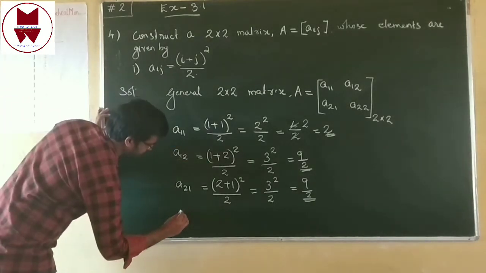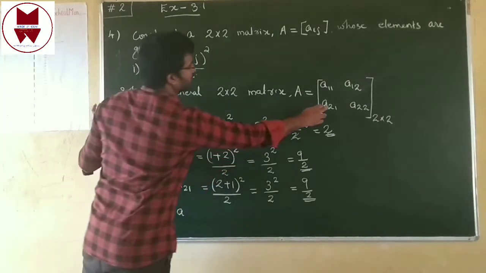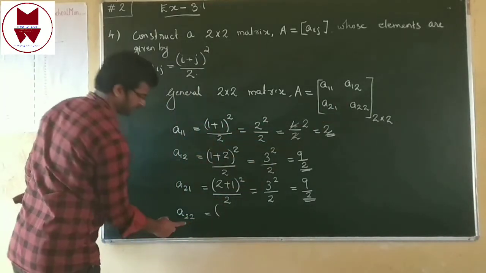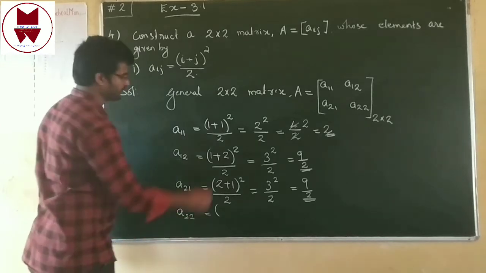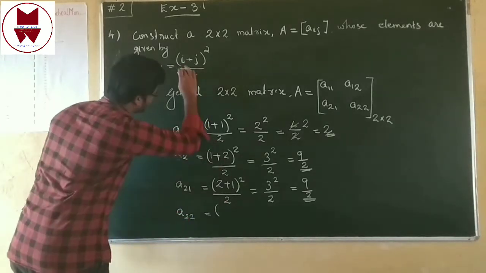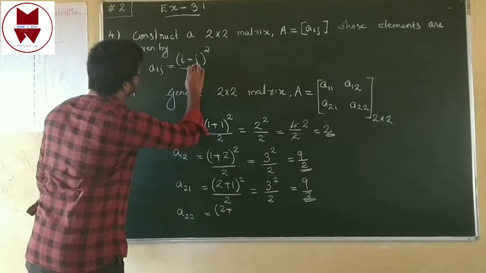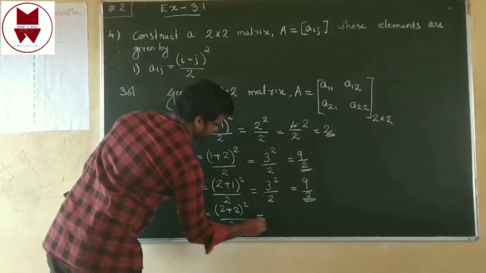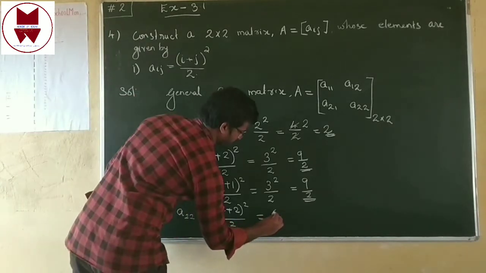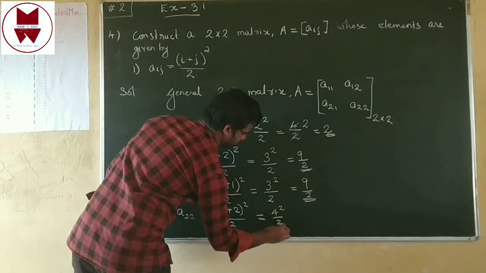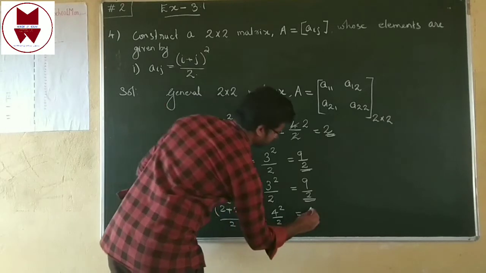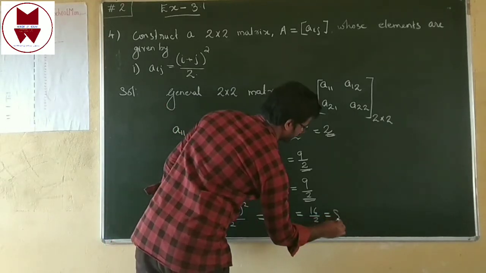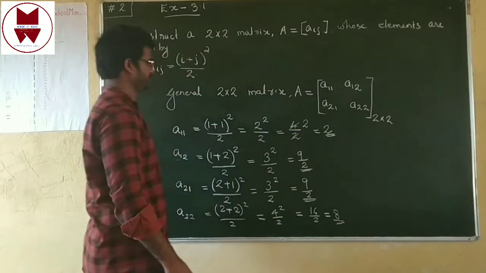Then next, A22. Here i and j are both 2 only. So 2 plus 2, all square, divided by 2. 2 plus 2 is 4, 4 square divided by 2. 4 square means 16, divided by 2, equal to 8.